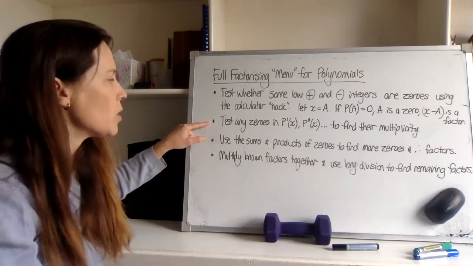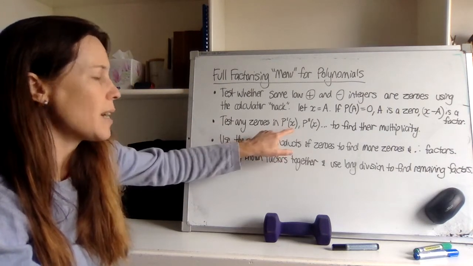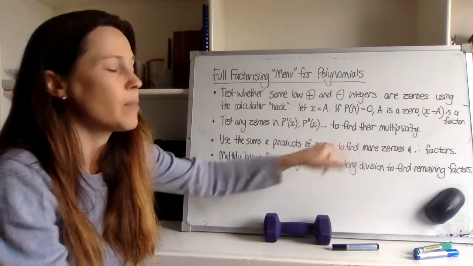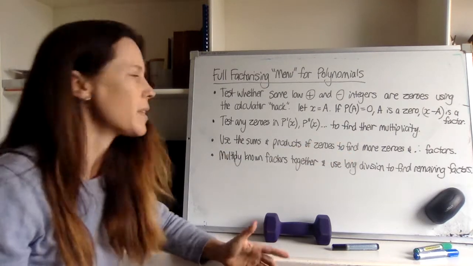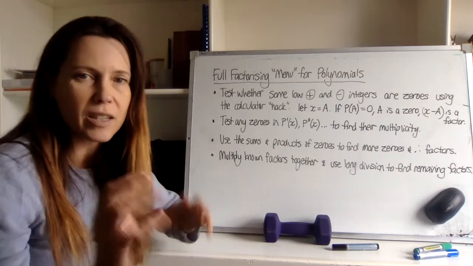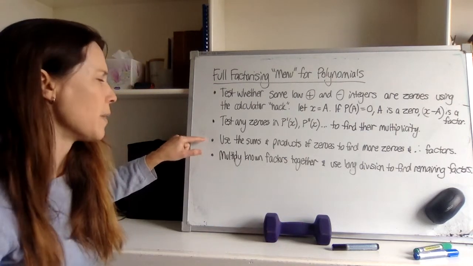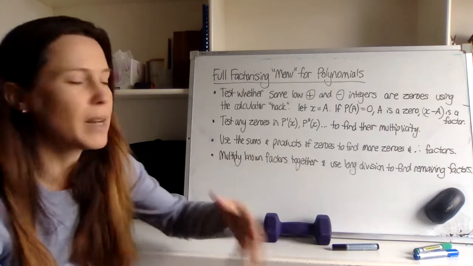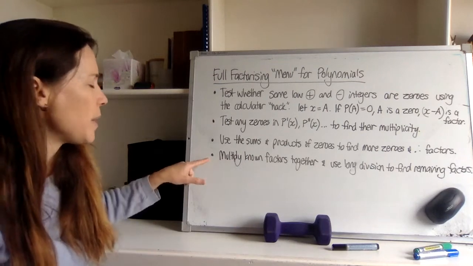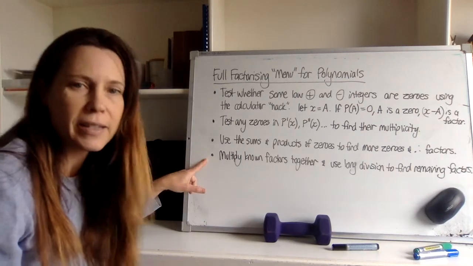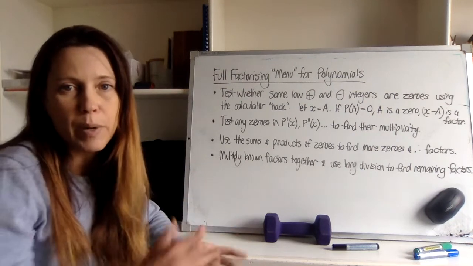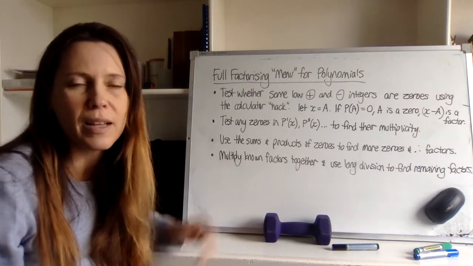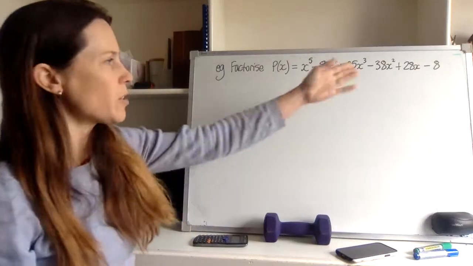Now we've got step 2, which is that we can test any zeros in p dash x, the first derivative, p double dash x. We can even go further and further if we like, to find the multiplicity of the zeros that we've got, because otherwise it can be hard to find whether a certain 0 is actually repeated. We've also got that extra skill. We can use the sums and products of zeros to find more zeros, and once you know a 0, you can do x minus whatever that is to find a factor. And then basically our last resort is that we can multiply the known facts together and divide the entire polynomial by those using long division to find the remaining factors, but we saw that that's time consuming, so that's kind of the last resort. So now an example, we need to factorize this polynomial.